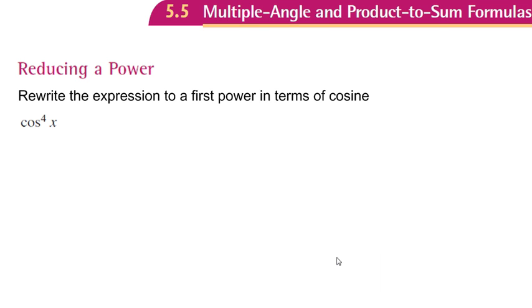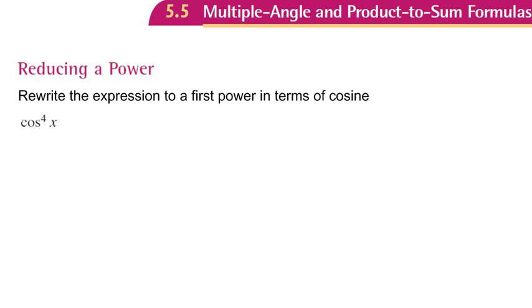I'm going to go ahead and do another power reducing formula here, and it's going to get just as crunchy as the last one was. And we pretty much almost have the same prerequisites. Rewrite the expression to a first power in terms of cosine. So we just want to make them so that they're all in terms of cosine and that they all have a power of 1. Once we have that, then we can stop, and we know that we're going to be done then. Okay?